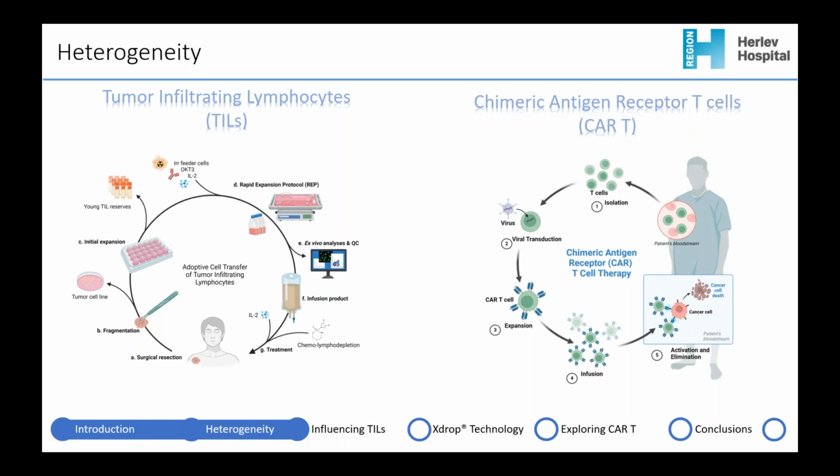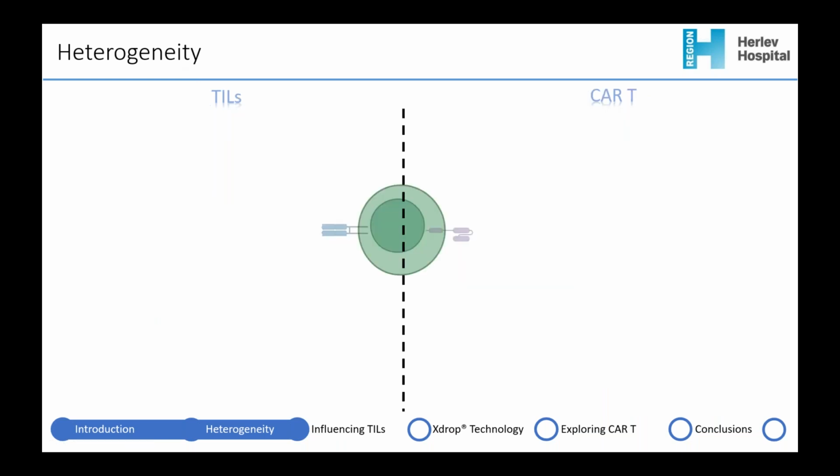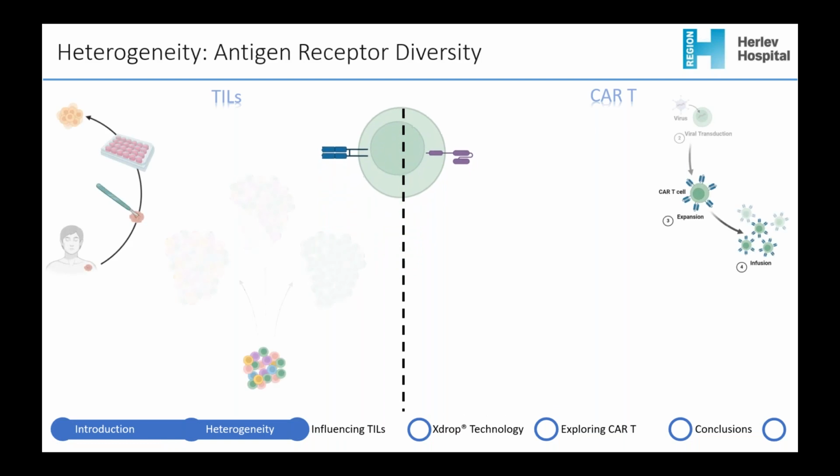So talking about these differences, we're going to narrow down to kind of the two main components of these therapies. So the receptors and also the cells themselves. So let's start with receptor diversity. So this is how the cells see and interact with the cancer. So in TIL therapy, we start with a TIL fragment, and that contains a lot of different immune cells with a lot of different specificities that we can illustrate with the different colors here.